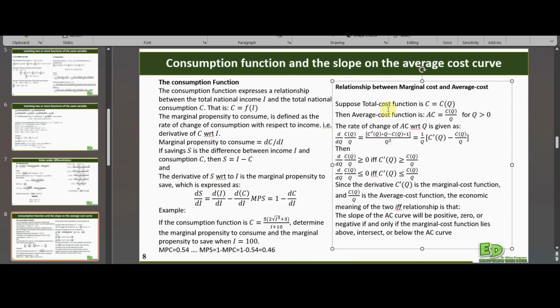So suppose the total cost function is C of Q, where C is your total cost function, and Q is the quantity produced.